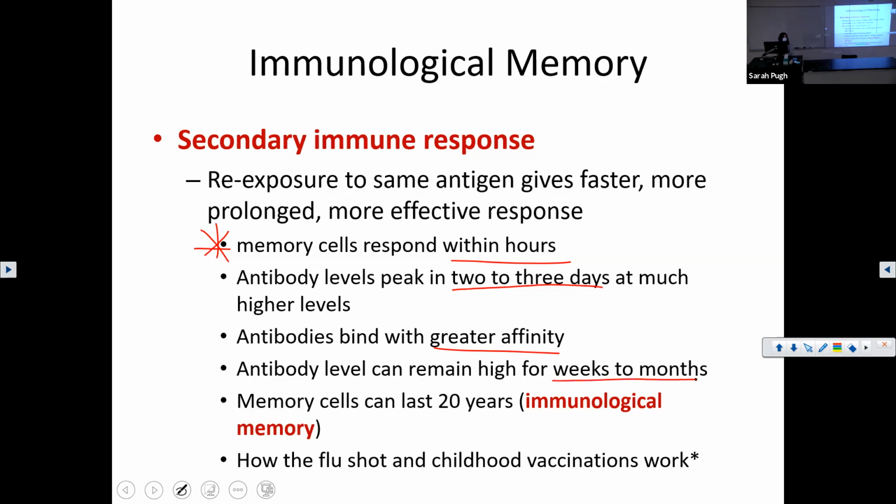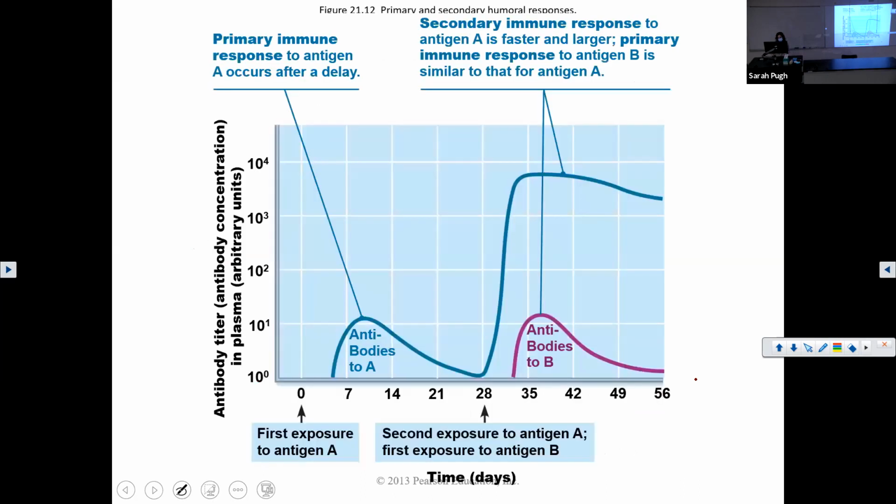And these memory cells that are made during that primary immune response, they can hang around in your body for 20 years or more. And so this is how flu shots, this is how childhood vaccinations work. So let's look at this picture again. And now we are looking to the right of that red line that I just drew.